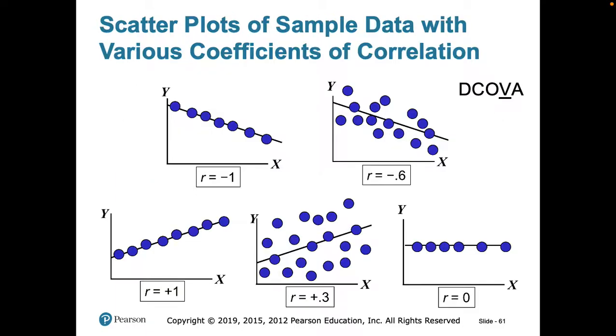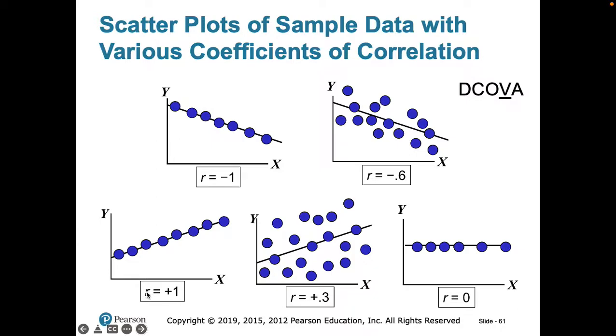So here is an example to put this into perspective. Look at the first one, right? You have r equal to -1. So that's why you see this one is downward sloping. And you can see how this is very related. Everything falls straight onto the line. And this one is -0.6. So once again, it's downward sloping, but you can see how the points are not exactly on the line, but they are somewhat close to it.